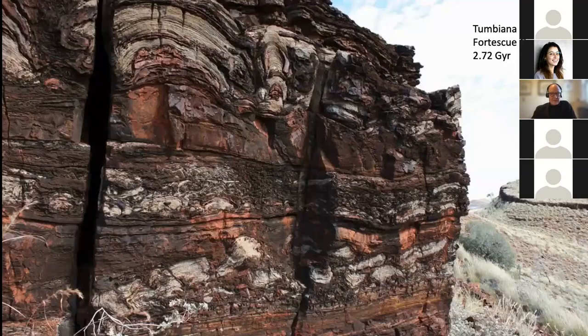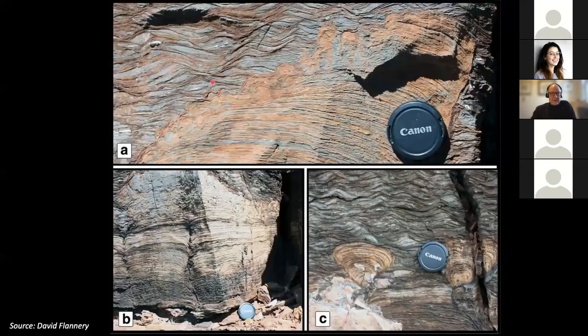And this is another example of the Tumbiana Formation. You see really a wide variety of larger domes, some different shapes and different morphologies. You can see very small ones, large ones here, club-shaped ones there. So many examples of stromatolites found in the Tumbiana.